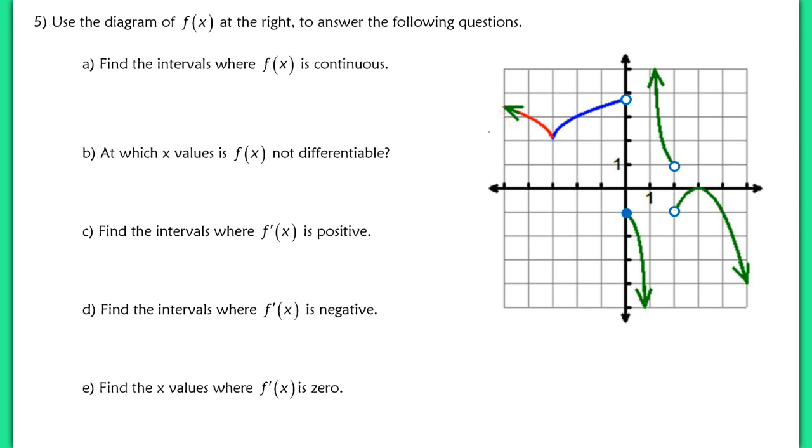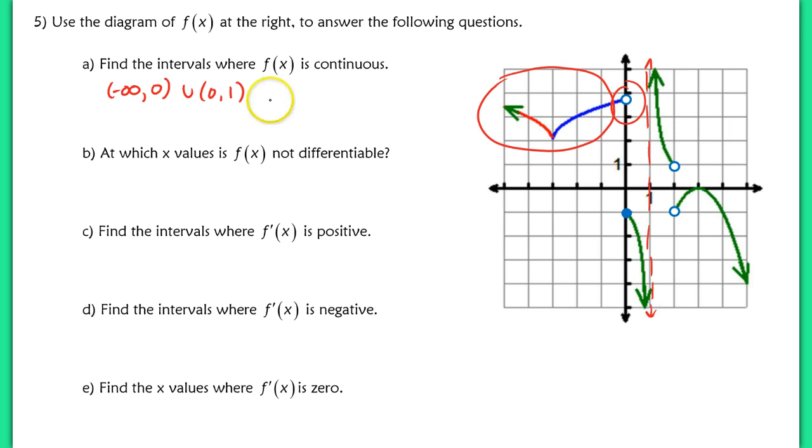Now, f of x is continuous in this portion of the graph, so we're going to say from negative infinity all the way up until 0. We will not include 0 though, because here we have a jump discontinuity, okay? But the function is again continuous from 0 up until 1, where we have a vertical asymptote. Again, we will not include 1 because we do have a vertical asymptote here on the graph of f of x.